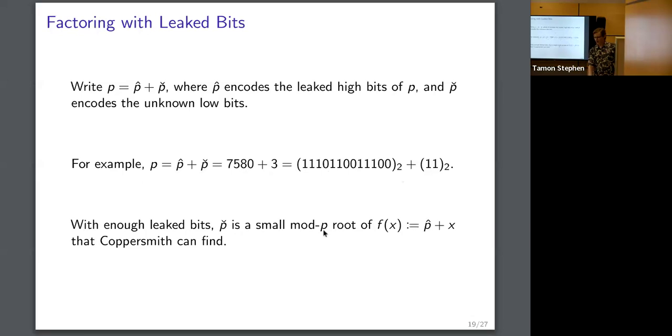All right, so what is the polynomial we're going to set up? You set up this polynomial here. F will be p hat plus x. And this has a small mod p root, right? Because f at p check is equal to p, so it's 0 mod p.